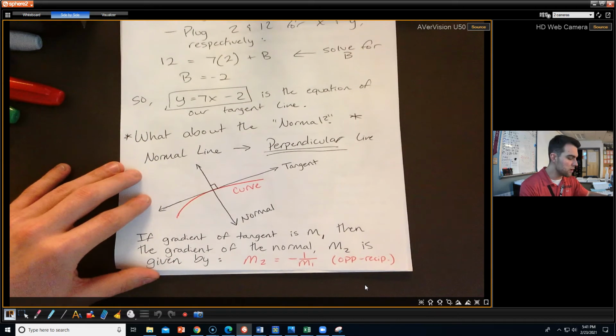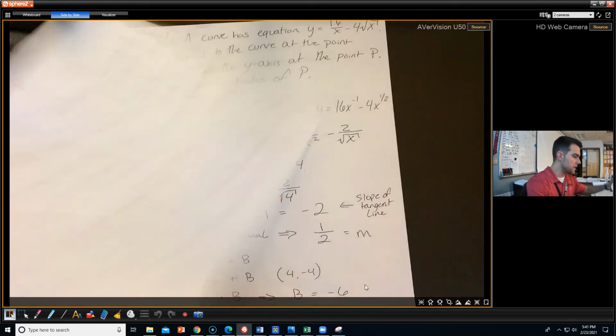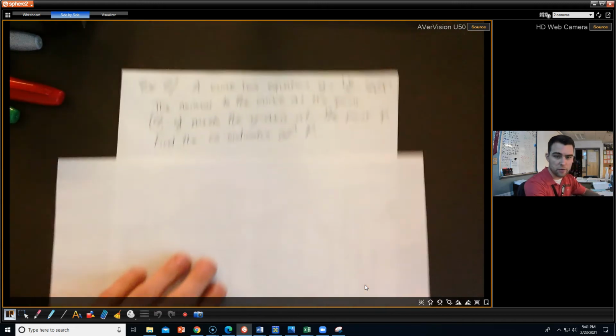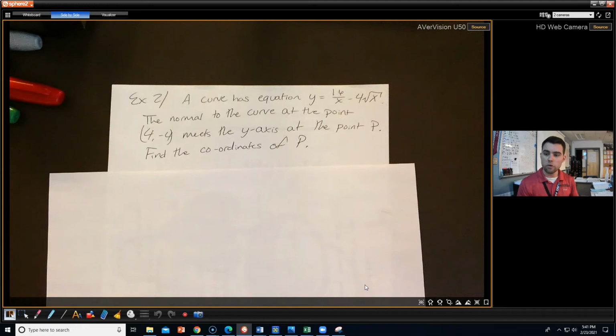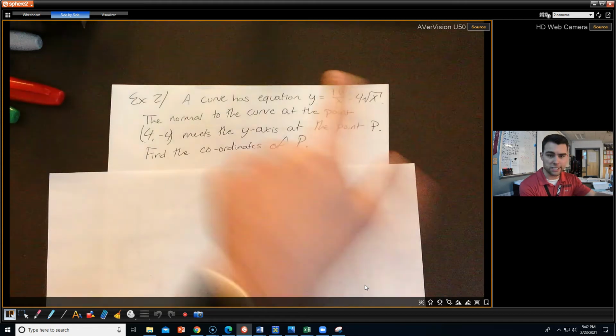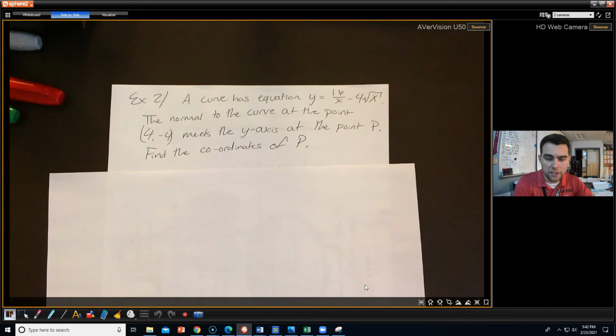It's a little bit more involved than what I just talked about, because what we're going to do for this example is find the coordinates of a particular point. We have a curve, and a curve has an equation, y equals this stuff. It's kind of messy. And the normal to that curve at the point (4, -4) meets the y-axis at the point P. We need to find the coordinates of P.